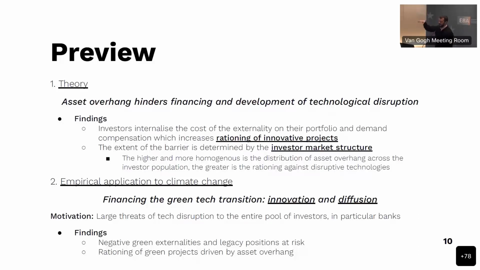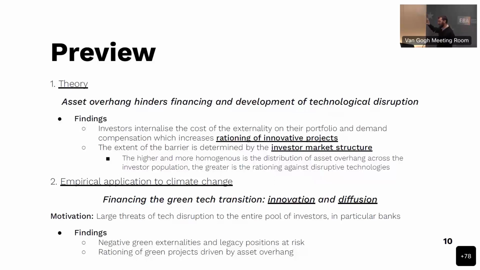Now, at the aggregate level, the extent of this barrier will be determined by the market structure of your banking system. Typically, the way you can think about it is the higher and more homogeneous the distribution of this asset overhang across the population of banks or investors, the greater will be the rationing against disruptive technologies.